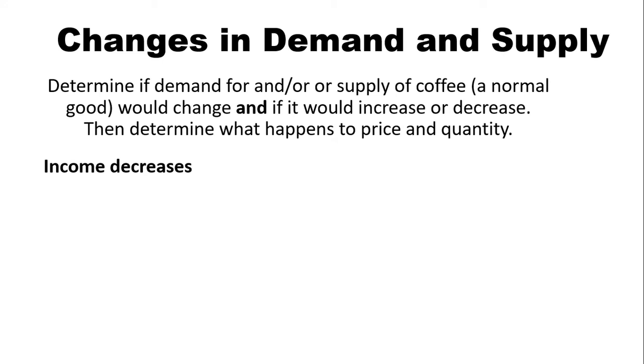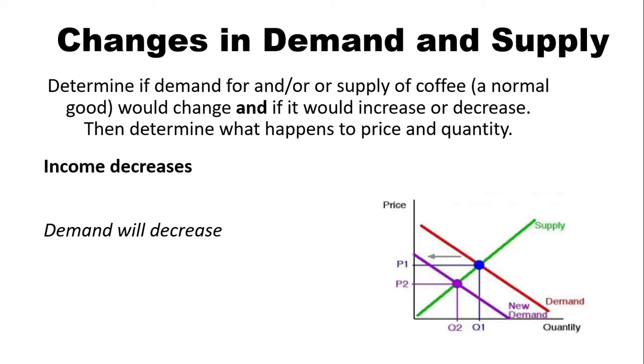Okay, if income decreases. Okay, so we have to know something about the good before we can make a determination. And we said at the beginning that coffee is a normal good. And if you remember, with a normal good, as income increases, we buy more of it. As income decreases, we buy less of it. So if income decreases, demand's going to decrease, which then should make price and quantity both decrease.